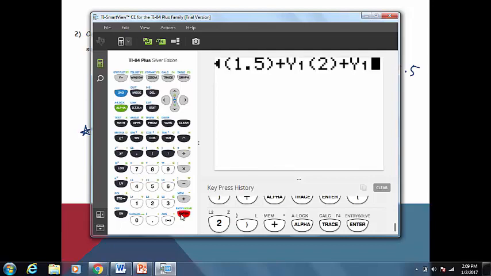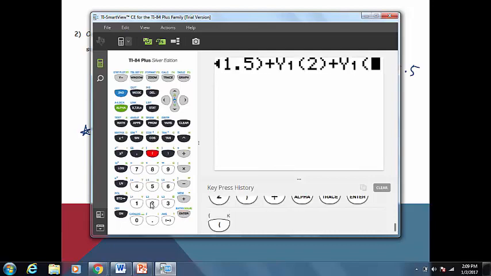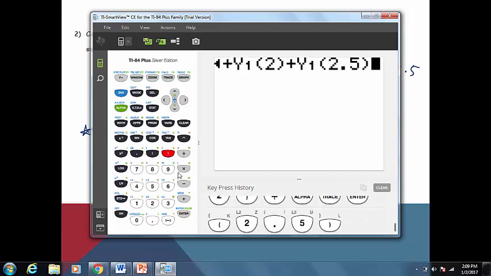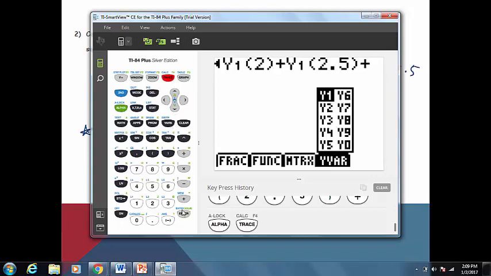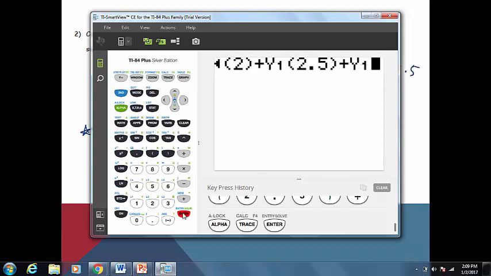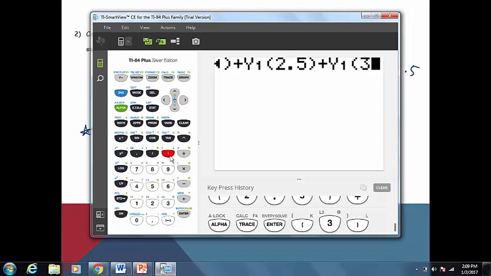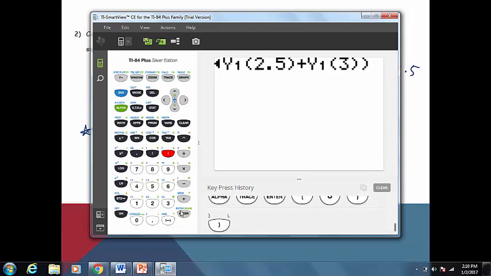I press enter, here we go. Okay. Of 2.5. And then a plus. Hopefully you're following along, so this isn't quite so tedious for you to just watch me do it. Okay, there we go. Okay, and then 3 was my last one. Okay, and then I do need one more parenthesis because I'm closing in the whole thing. So there we go, press enter.